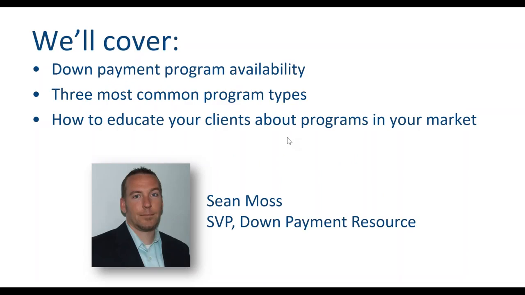We'll talk about the availability of programs around the country in markets big and small, healthy or distressed, east, west, urban, rural. And we'll also look again at these three most common types of homebuyer programs and how you guys can educate your clients and new prospects about the programs for down payment help or closing costs or tax credits that are available in your market.